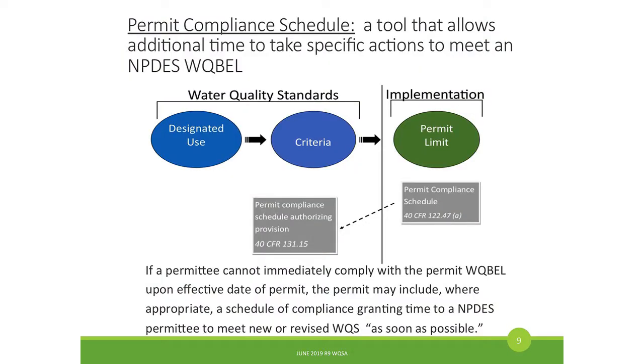So again, on the implementation side would be a permit compliance schedule. I know you heard about this Wednesday, and I also touched on them a little bit more today in the variance presentation. But they're a tool that allows additional time to take a series of actions to meet a NPDES WQBL. They're for when a permittee cannot comply with the WQBL immediately, but they then have a series of enforceable actions to meet that limit as soon as possible. You'll see here on the water quality standards side, states are required to have a permit compliance schedule authorizing provision in place before they're able to use a permit compliance schedule as a tool. That's one thing to keep in mind.